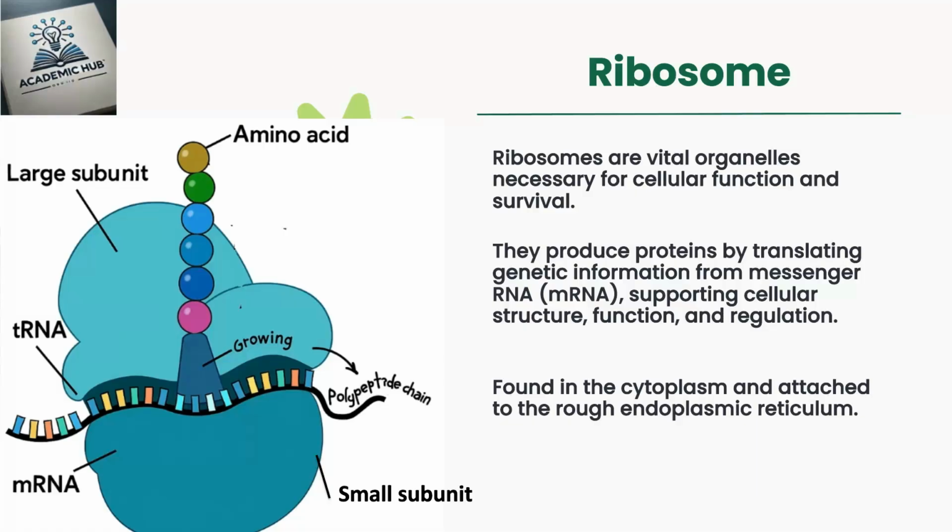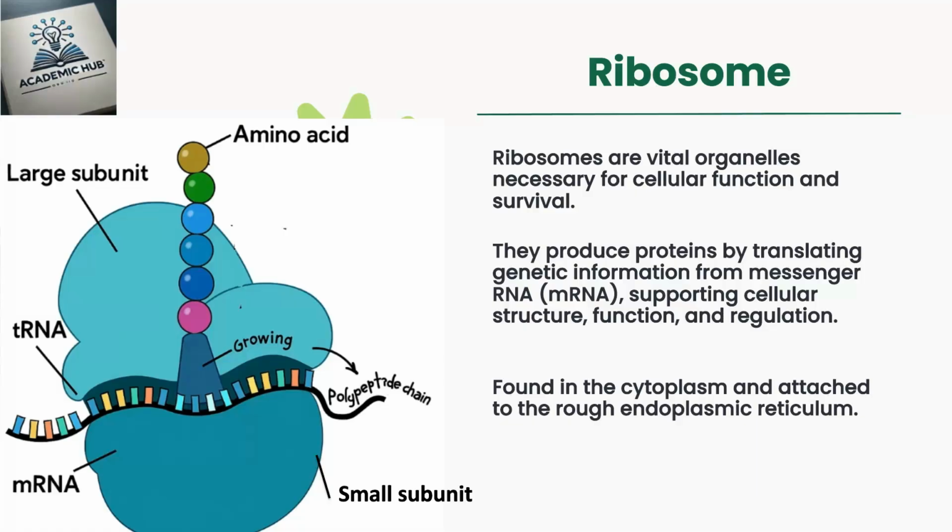Now let us take an example. Bacterial ribosomes and antibiotics. Many antibiotics like tetracyclines target bacterial 70S ribosomes to stop protein synthesis, killing the bacteria while leaving human 80S ribosomes unaffected.